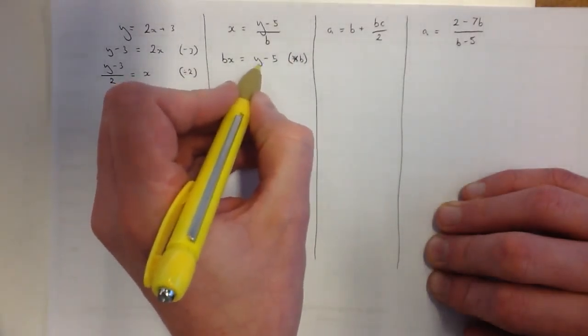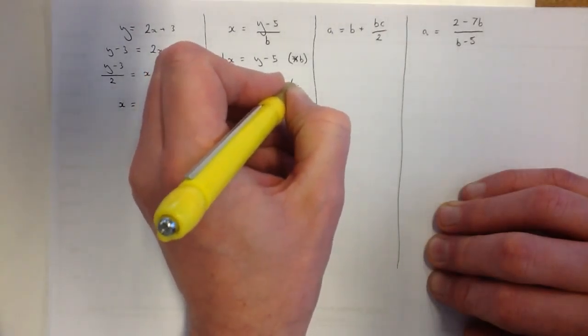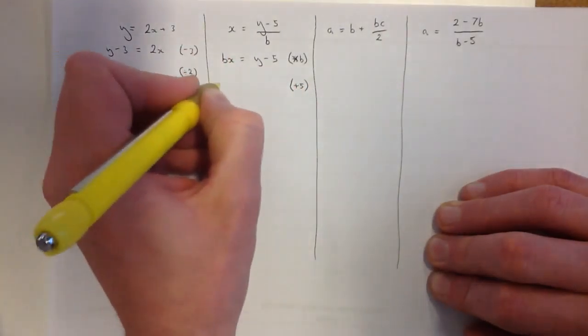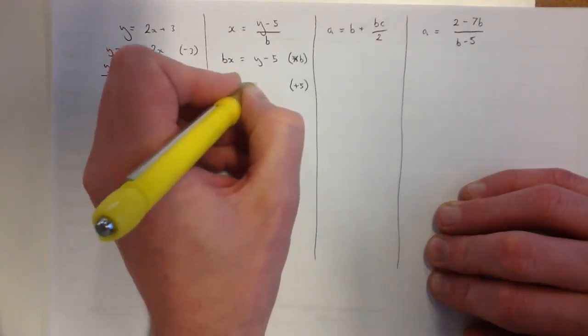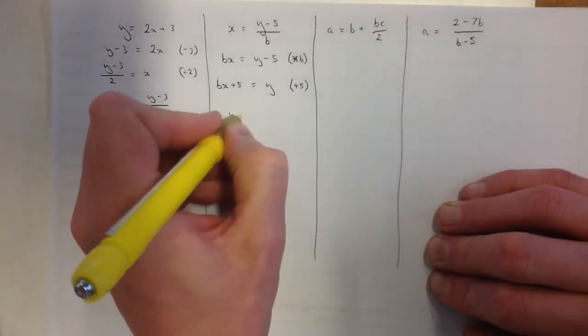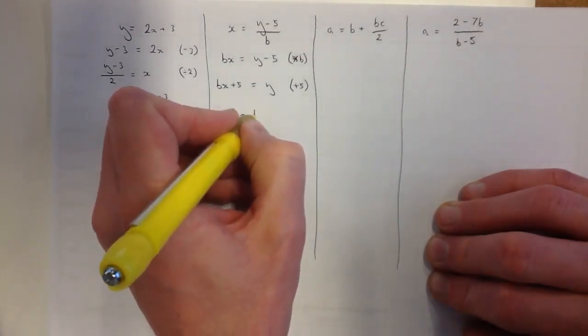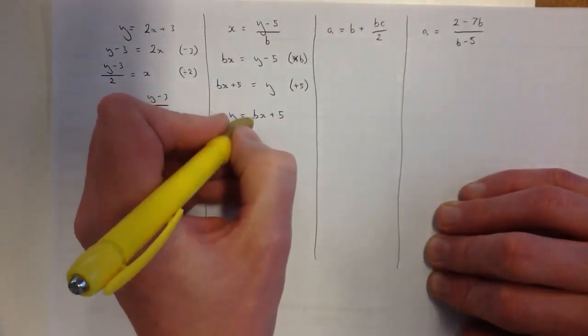That makes it a lot nicer to look at straight away because we get rid of the division. Now, we want to get y on its own, so at the moment we've got this subtract 5, so we're going to add 5 to both sides, do the reverse operator. So on the left-hand side we end up with bx plus 5, and on the right-hand side we end up with y. Again, we just turn it around, write it the other way, so that it's in the correct format for our answer.